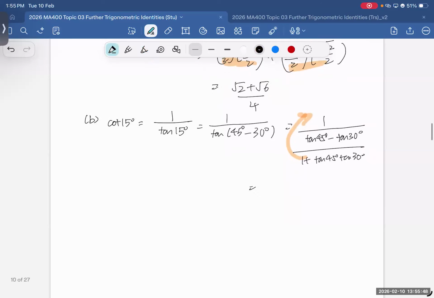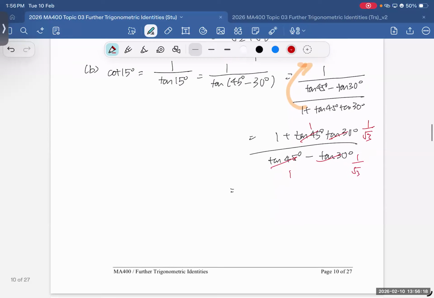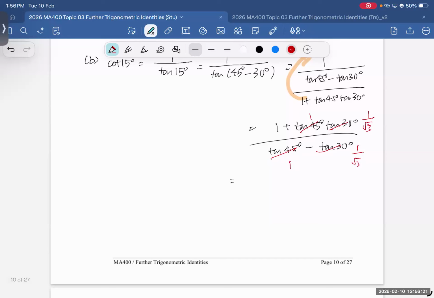So I will get 1 plus tangent 45 tangent 30 over tangent 45 minus tangent 30. What is tangent 45? It is just 1. What is tangent 30? 1 over square root 3. So I have 1 plus 1 over square root 3 over 1 minus 1 over square root 3.